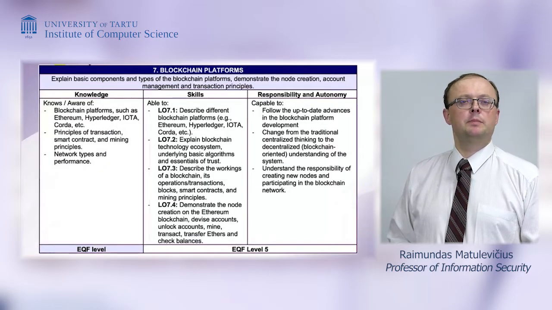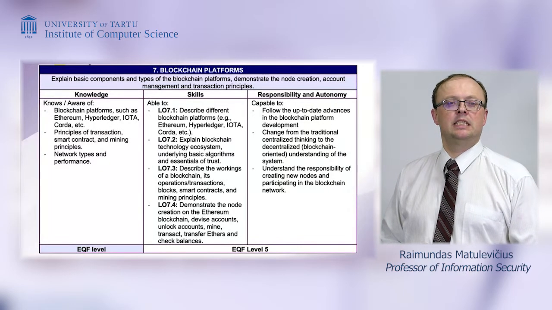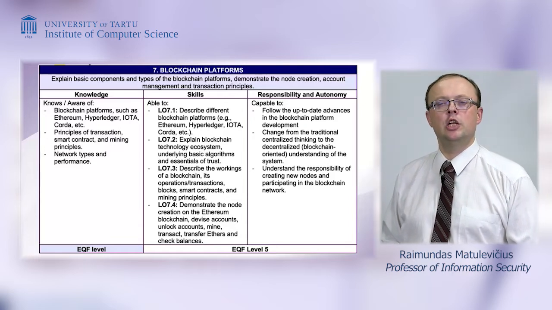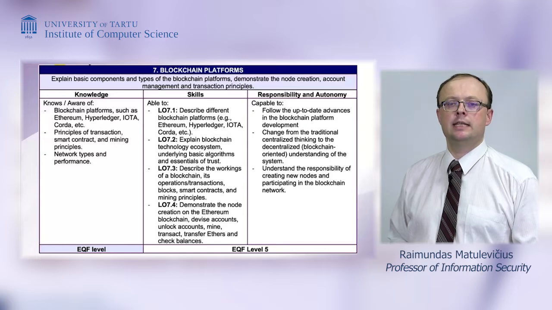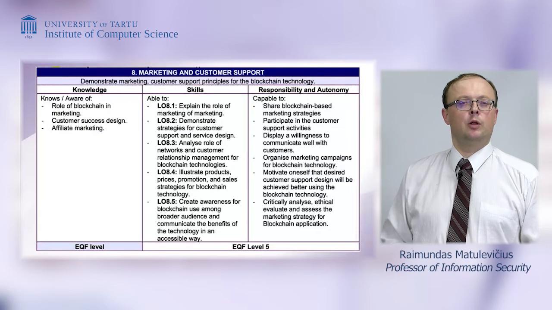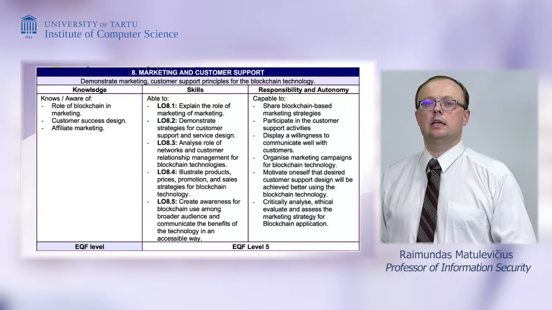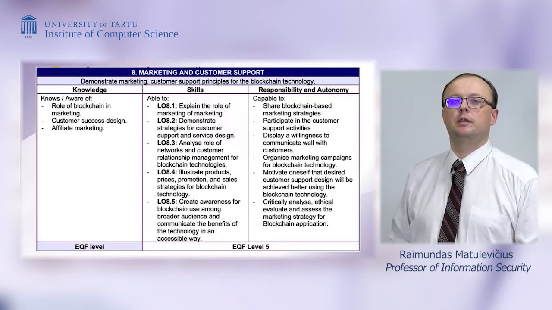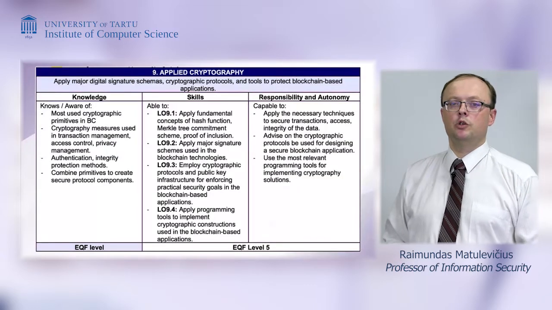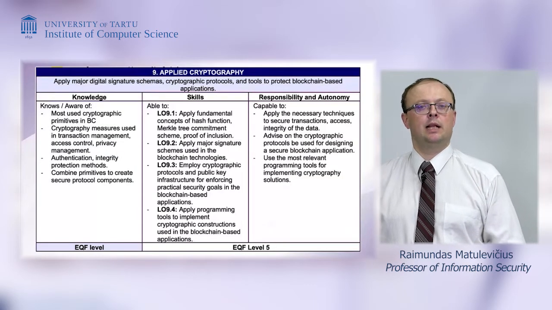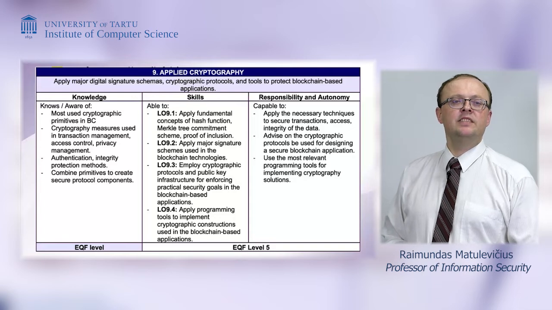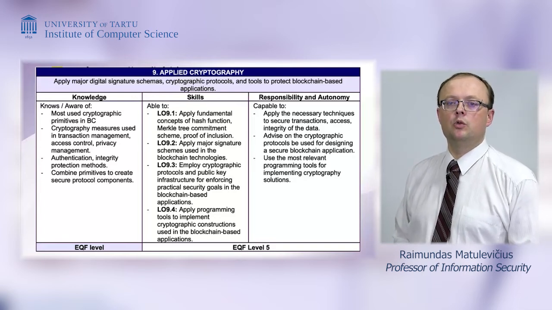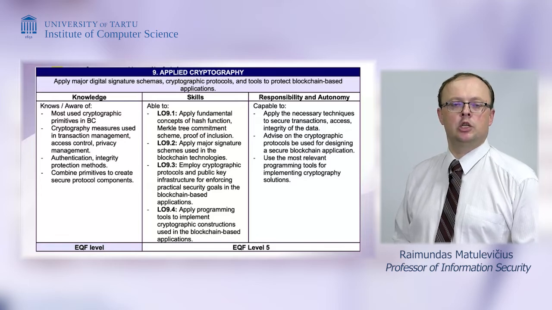The next module speaks about the blockchain platforms. It explains basic components and types of the blockchain platforms, demonstrates the node creation, account management, and transaction principles. Module 8 speaks about marketing and customer support. It demonstrates marketing and customer support principles of the blockchain technology. Module 9 describes applied cryptography principles. It applies the major digital signature schemas, cryptographic protocols, and tools to protect blockchain-based applications.